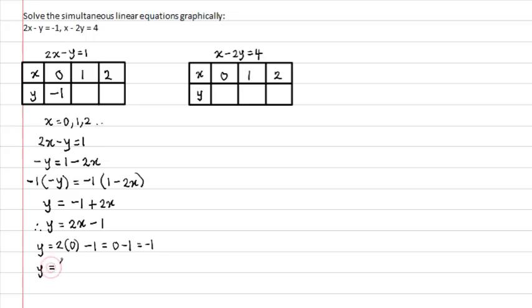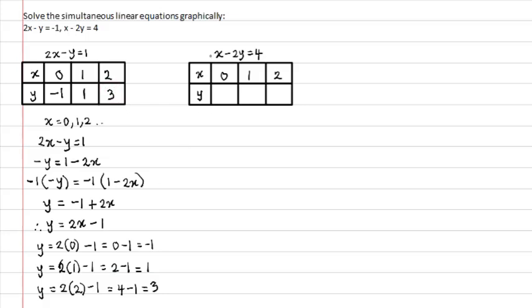Now when our x is 1, we're going to have 2 minus 1, which will give us 1. So this place is 1. Now lastly, when our x is 2, it's going to give us 4 minus 1, which is 3. Okay, so this is 3.